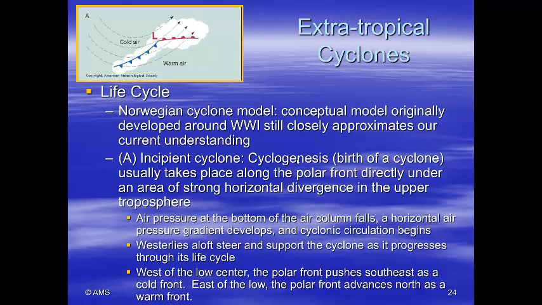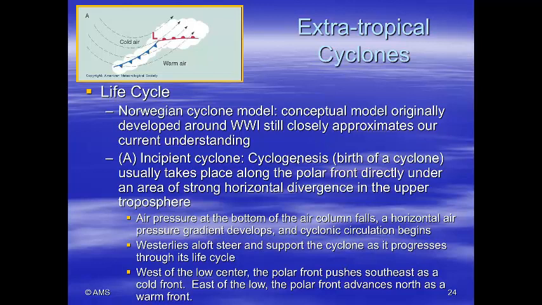It starts with an incipient cyclone. Cyclogenesis, or the birth of a cyclone, usually takes place along the polar front directly under an area of strong horizontal divergence in the upper troposphere. So air pressure at the bottom of the column falls, so we get a low, a horizontal air pressure gradient develops, and a cyclonic circulation begins.